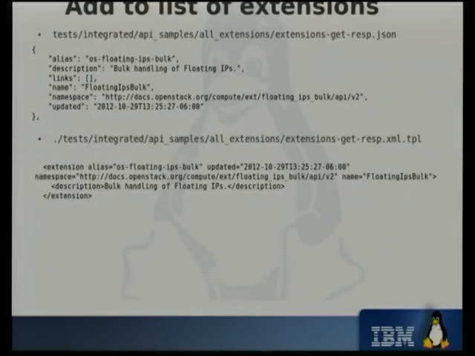There's a test which tests which extensions currently exist in Nova, and so to get your patch through, you'll need to add yourself to that list of extensions. There's a couple of places you need to add some JSON as well as some XML, because there's two different versions of the request.